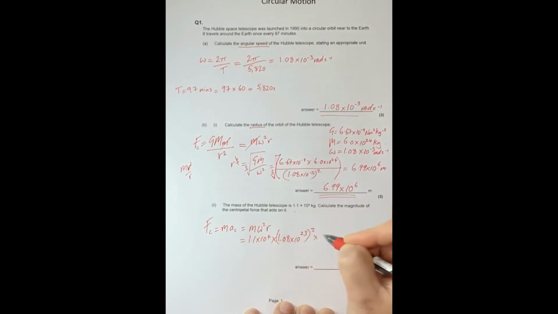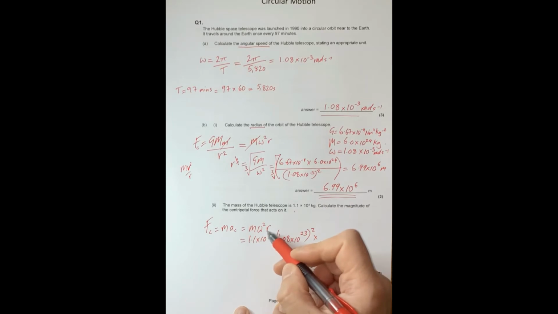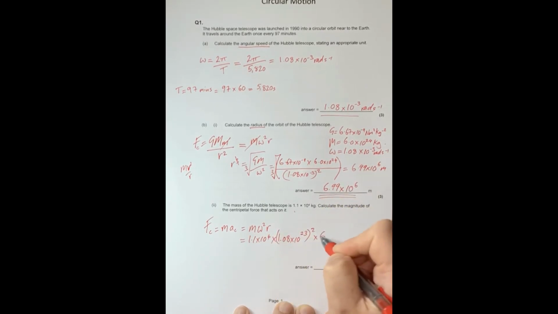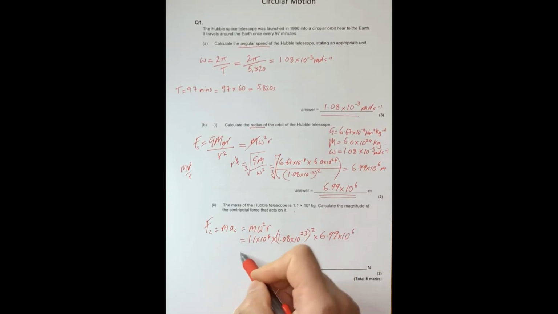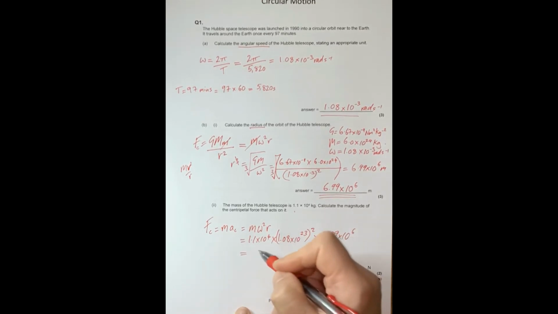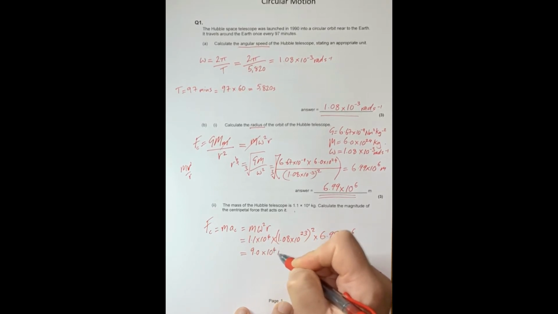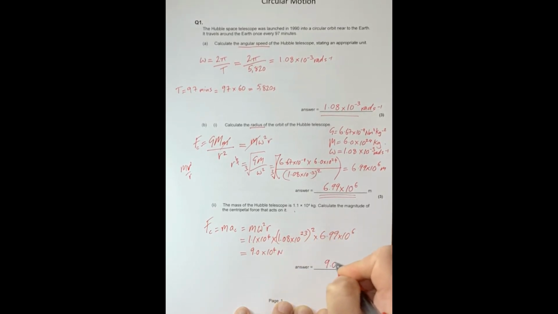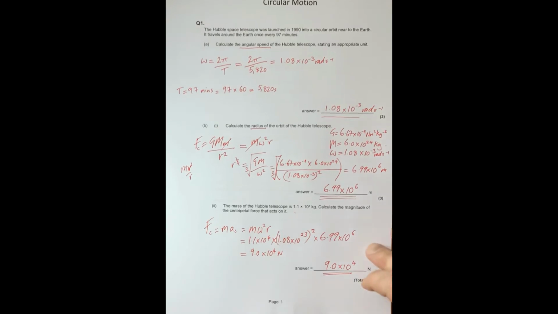If you ever make mistakes, it's often by squaring or square rooting or just missing part of the calculation. And then the radius of orbit in the last question, it was 6.99 times 10 to the power 6. When you plug all those numbers into a calculator, it comes out as 9.0 times 10 to the power 4 newtons. So 9.0 times 10 to the power 4 newtons. Okay, hopefully there was no problem following that question.